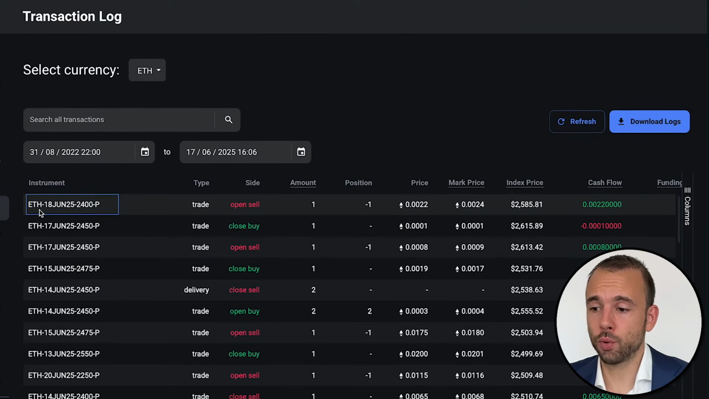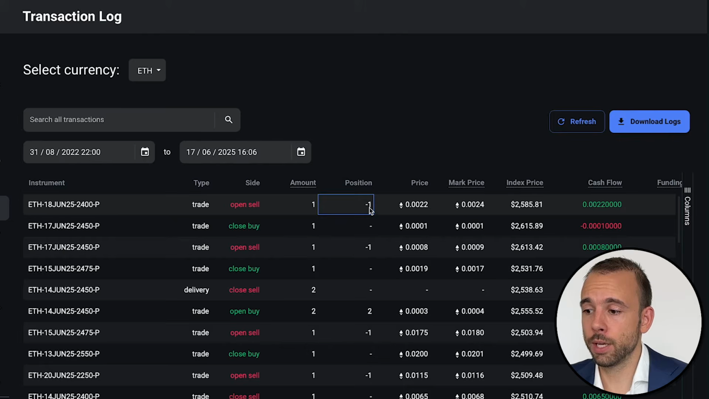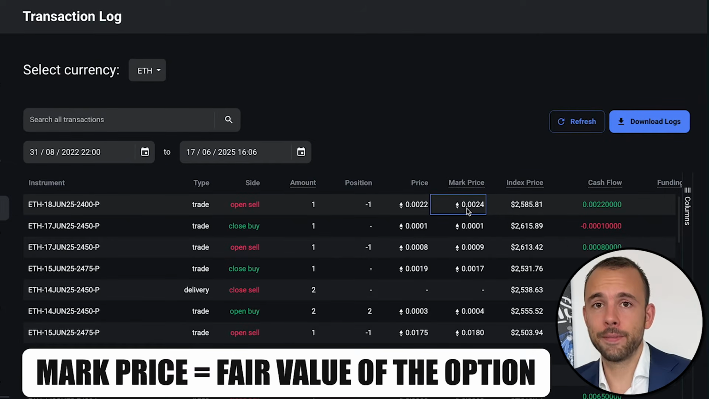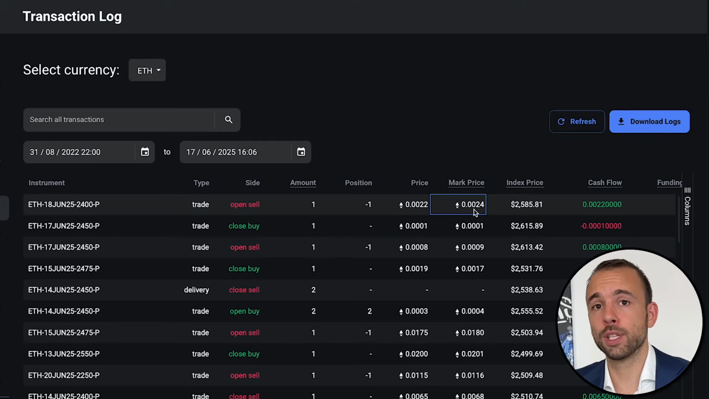Here you can see the option for Ethereum, which expired on the 18th of June 2025. The strike price was equal to $2,400. And this was a put option. Yes, back in June, the price of Ethereum was equal to $2,000. Here you can see that the option was sold and the amount is equal to 1. So as a result, the position was equal to -1 because the option was sold. The price at which this put option was sold was equal to 0.0022 Ethereum. The mark price is the fair value of the option at this moment, as the option was sold. So that means this option was sold at a bit lower price than the fair value of this option at that moment.